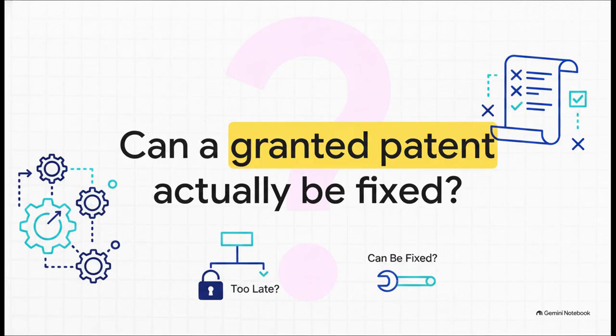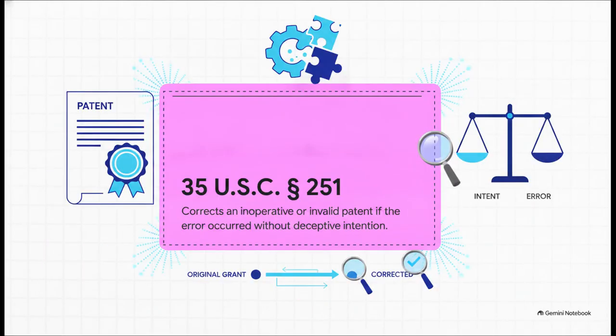Well, the short answer is yes, errors can be fixed, but the specific path forward depends entirely on the nature of the mistake. Under 35 U.S.C. Section 251, a reissue application corrects a granted patent that's inoperative or invalid because of a defective specification or drawing, or because the patent owner claimed more or less than they were entitled to. The fundamental requirement here is that the error happened without deceptive intention. It has to be an honest mistake, not an attempt to mislead the USPTO.